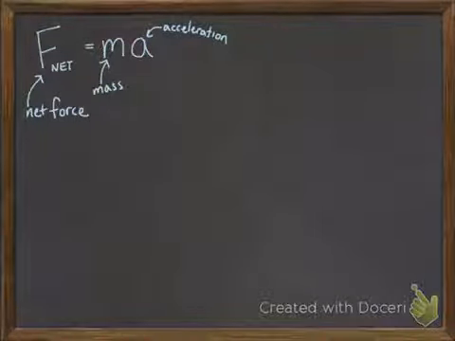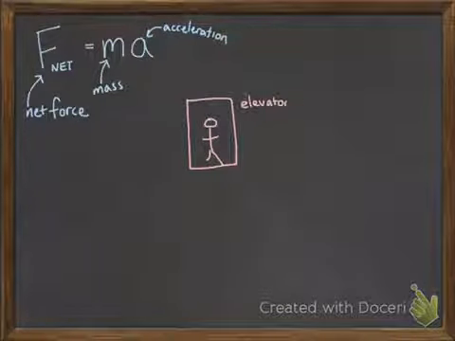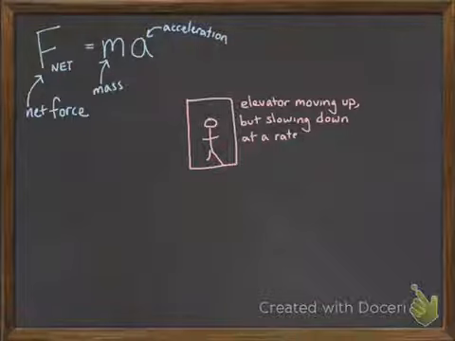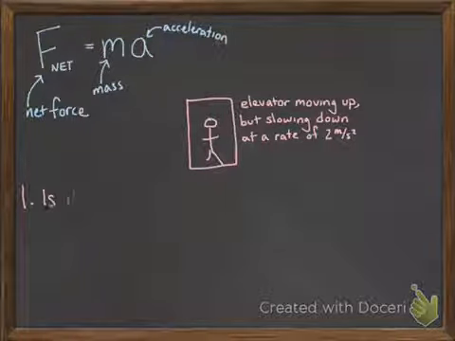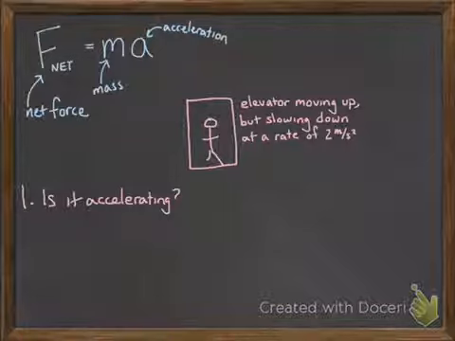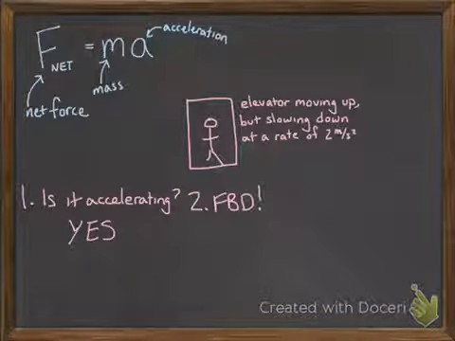So let's do an example to see how we would use this. Let's say we have an elevator and it's moving upward, but it's slowing down at a rate of 2 meters per second squared. First question we want to ask is, is this thing accelerating? Thing being the elevator. Well, it's slowing down, which means it's not at a constant speed, so yes, it is accelerating. The next thing we want to do is draw a free body diagram.